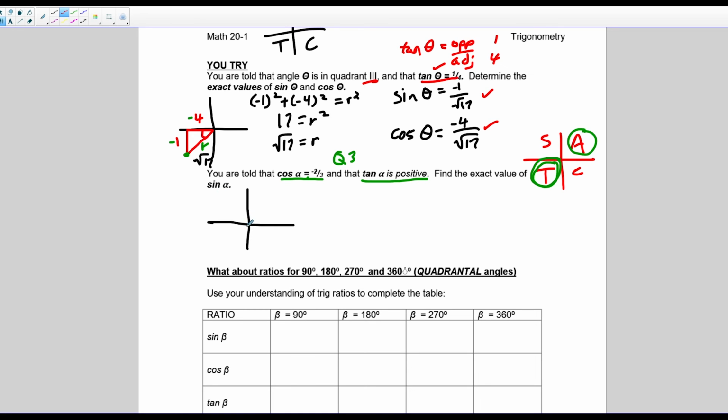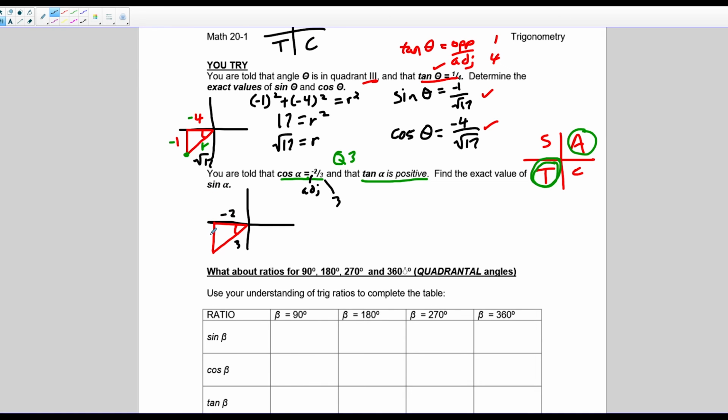So starting in quadrant number 3, let's go ahead and draw our terminal arm. Let's make our triangle here. Remember, always with the closest x-axis. I've seen a lot of students go towards the y-axis, so just make sure that you are aware of that. So our theta is going to be in this corner. Since we have cosine is -2/3, we know that adjacent is going to be -2, and my hypotenuse is going to be 3. So in this case, our hypotenuse or our radius is 3, and our adjacent side is -2.